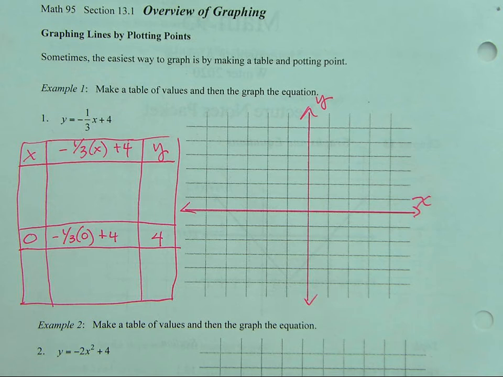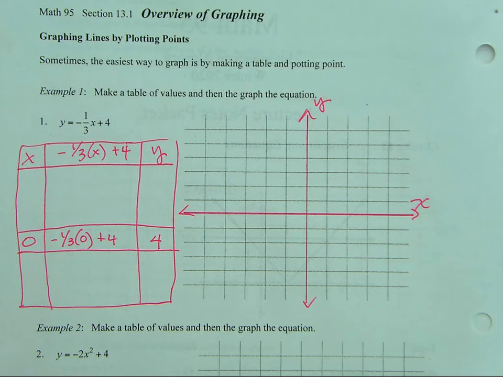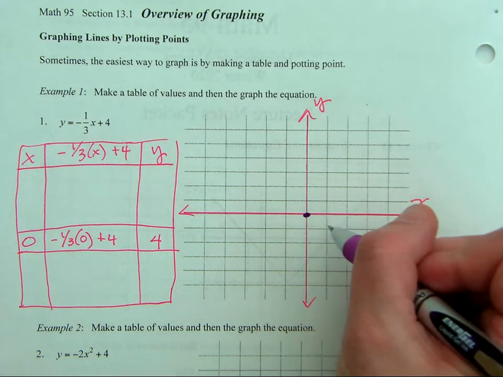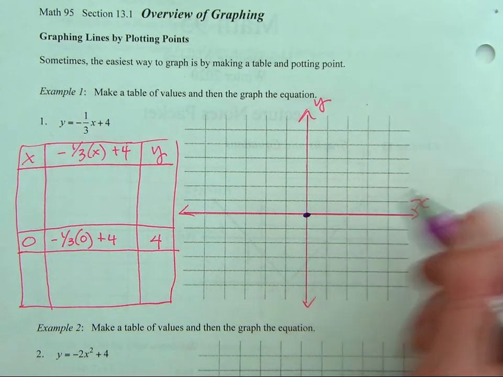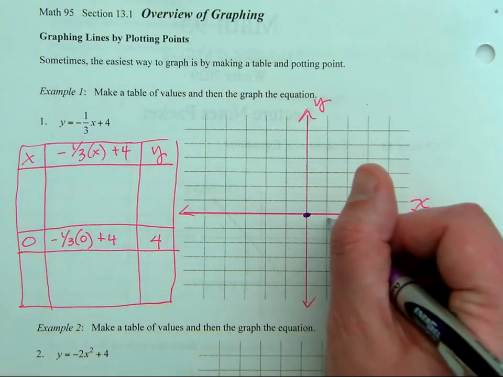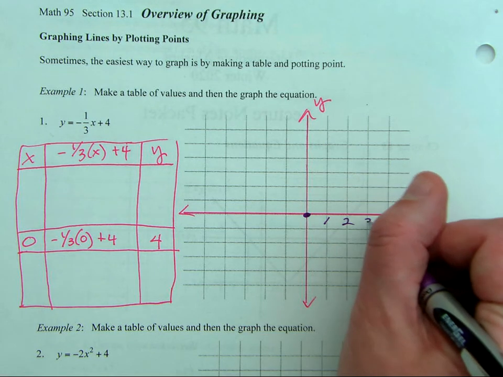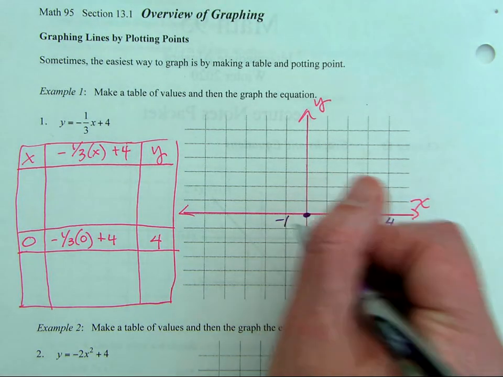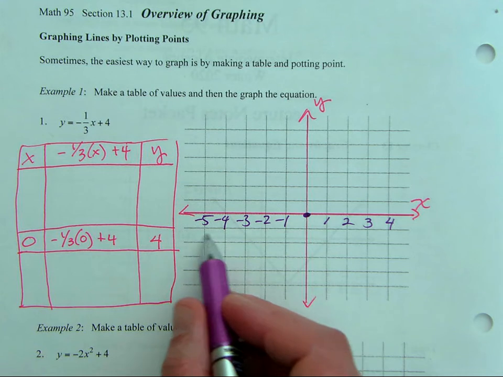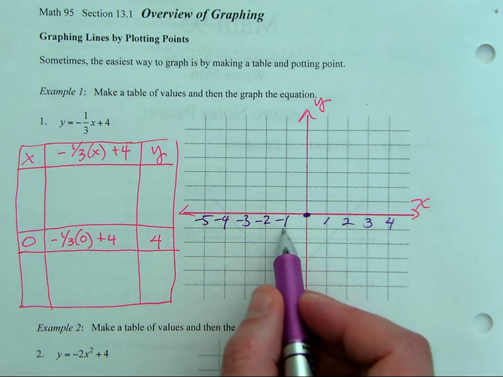I need numbers, right? So I would want to have a scale. And what should my scale be? I can actually count by anything on the y-axis and anything on the x-axis. But here at the middle, we call this the origin, 0, 0. And I didn't really actually mean to plot that point, because that's not the point that I'm gonna graph. But here I could start with 1, 2, 3, 4, negative 1, negative 2, negative 3, negative 4, negative 5.